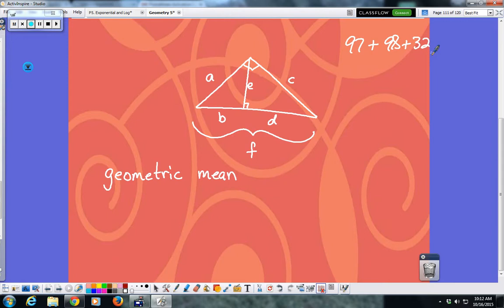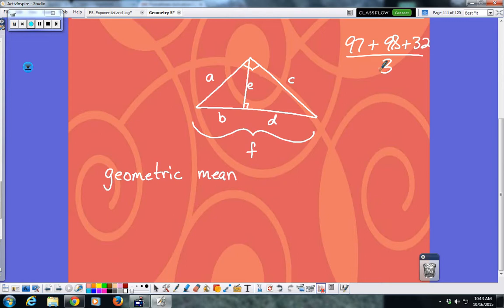You have 3 grades, and if you want to find the mean or the average of those 3, you add them and you divide by 3. That's the arithmetic mean. A geometric mean is found a little bit different. You don't add and divide, you multiply and square root.